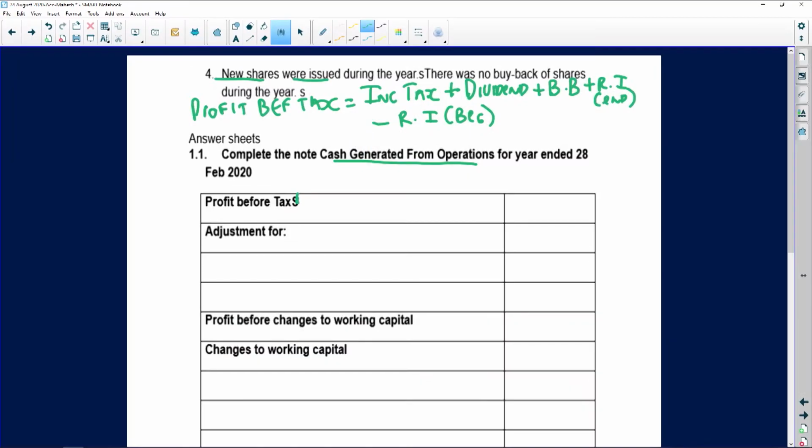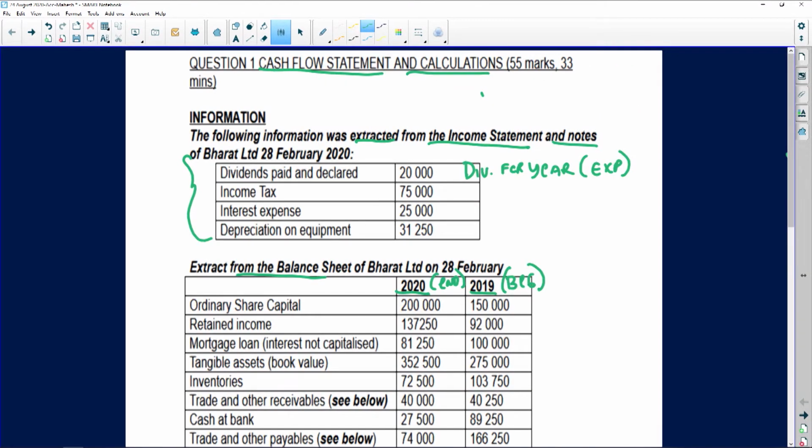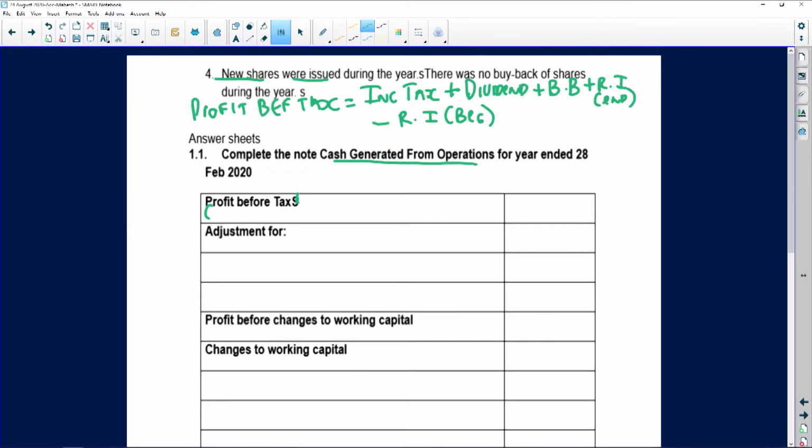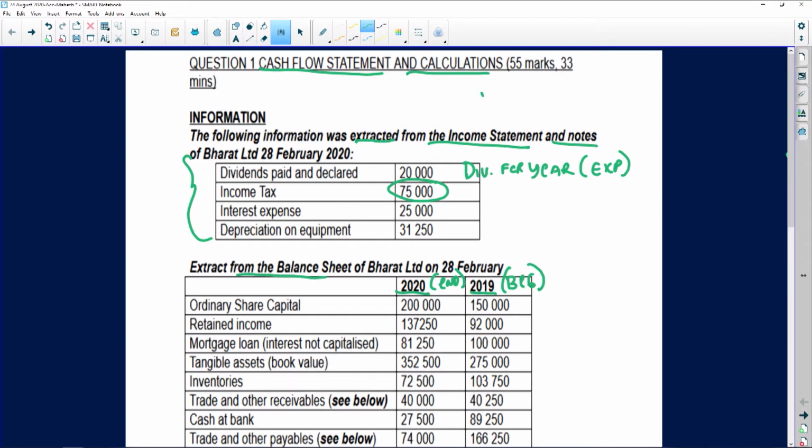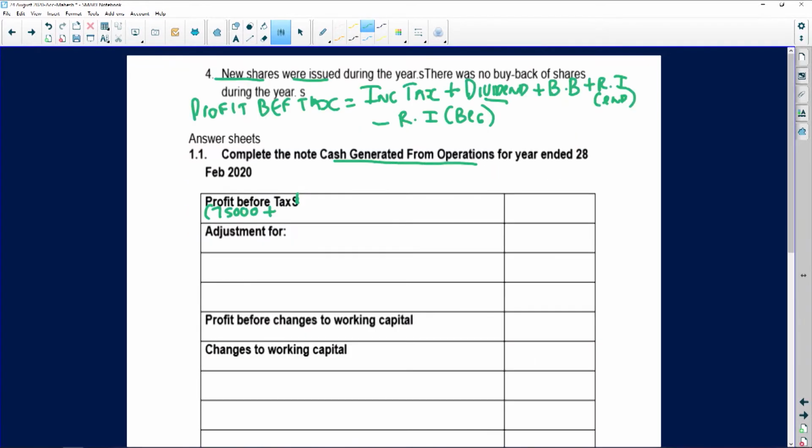Okay, so let's begin using this formula, and I'm going to use brackets to show my calculation. So I'm starting with income tax for the year. So let's go back to our information. My income tax for the year, an amount of 75,000. So let's take that through, 75,000. To my income tax, I am then going to add dividends for the year, my dividend expense for the year. So remember, this is your interim plus your final. So dividends paid and declared for the year, an amount of 20,000. So let's add that, an amount of 20,000.